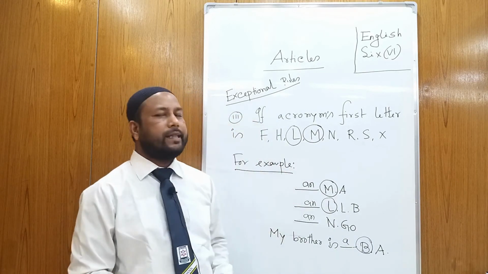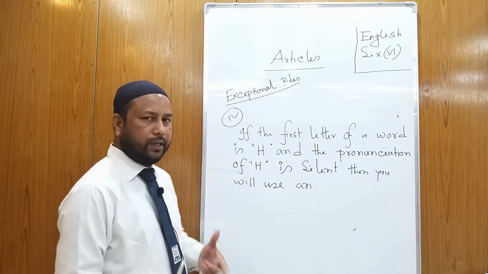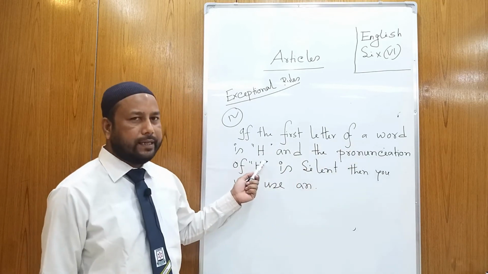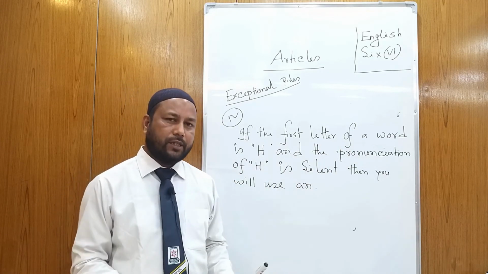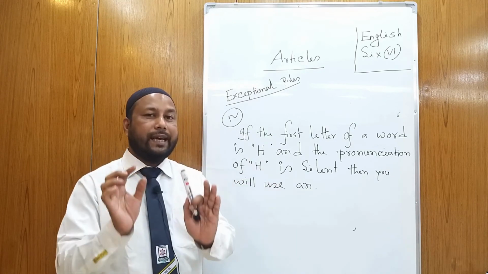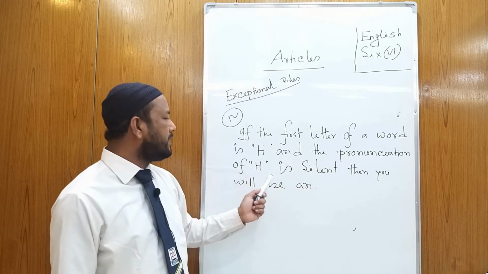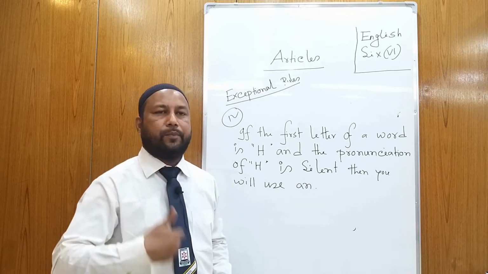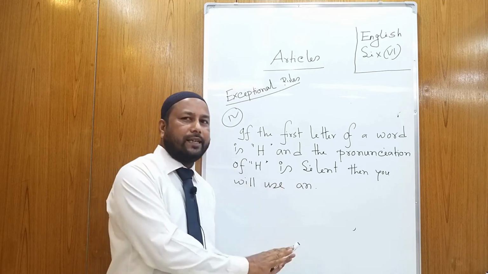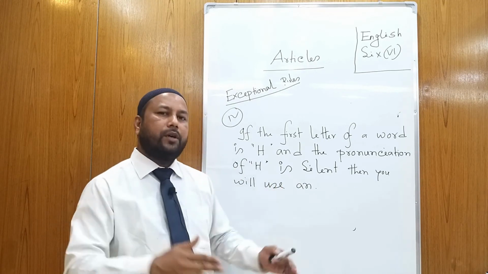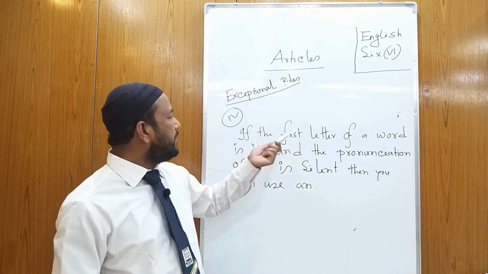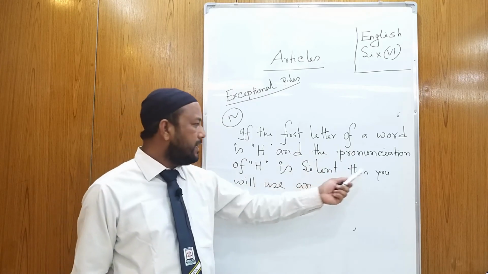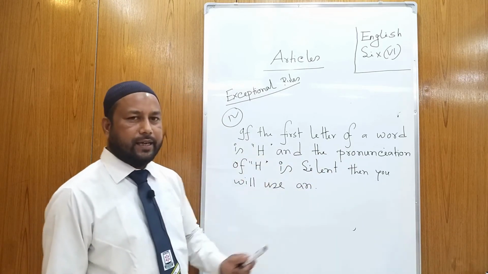Now we will move to exceptional rule 4. In this rule, you can see if the first letter of a word is H, and the pronunciation of H is silent, that means we write the word, but when we pronounce it, we keep the H silent. Here is an example. I think it is clear to all. If the first letter of a word is H and the pronunciation of H is silent, then you will use "an".